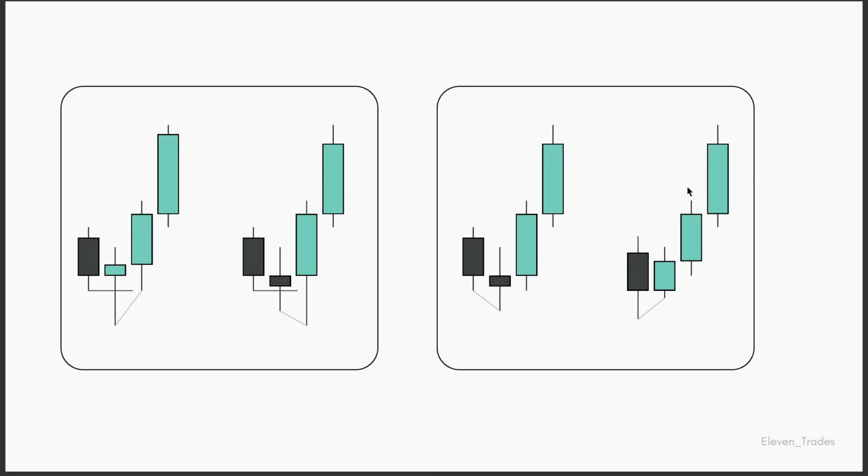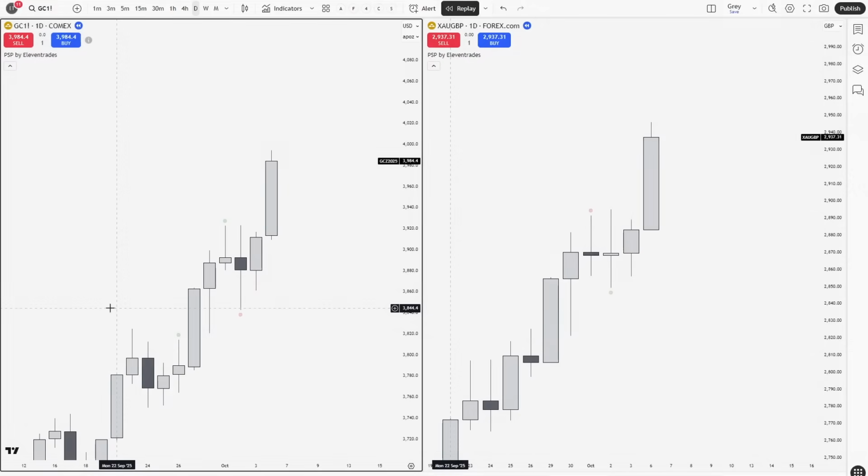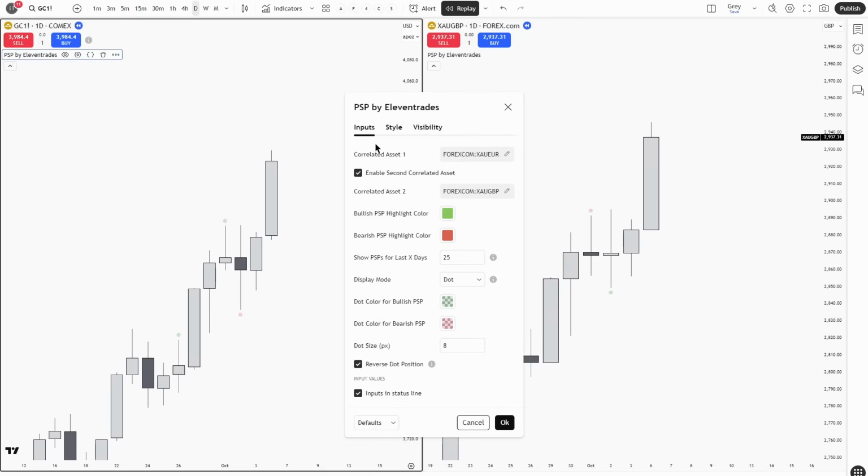So that is it for the slides. Now we will hop into TradingView and go over some examples. So here we are on TradingView. I'm gonna show you the indicator which I built for the precision swing point. You can search for PSP by 11 traders. I'm gonna release this after this video. So we have one asset which it picks automatically, the asset of the chart, and you can choose the second correlated asset and the first correlated asset.